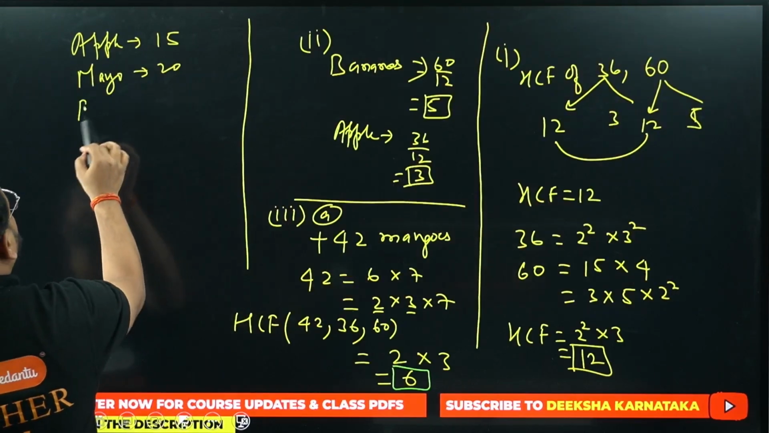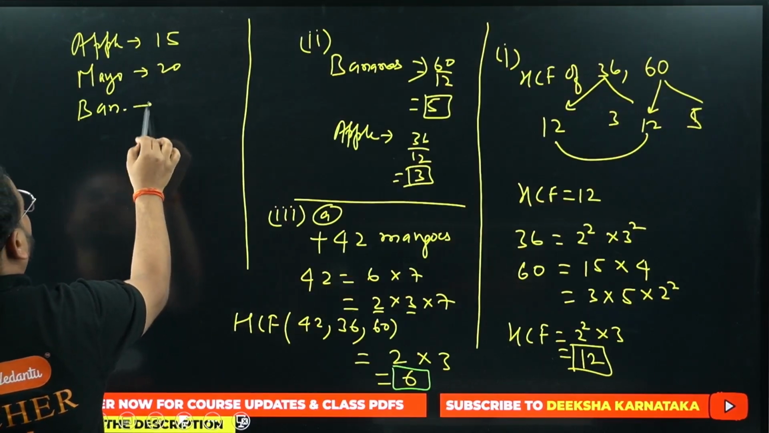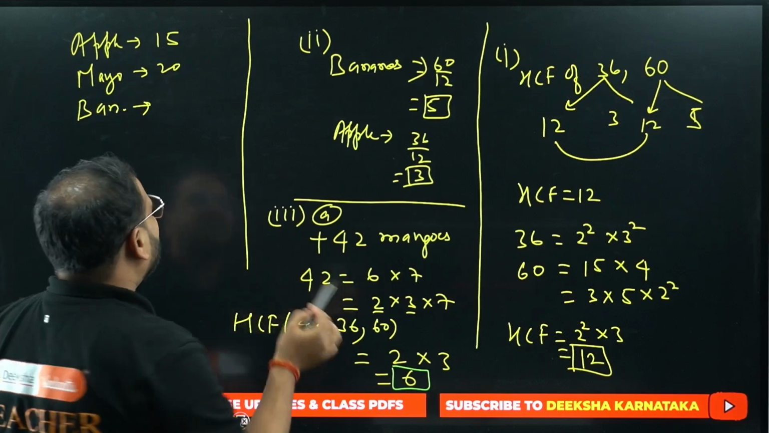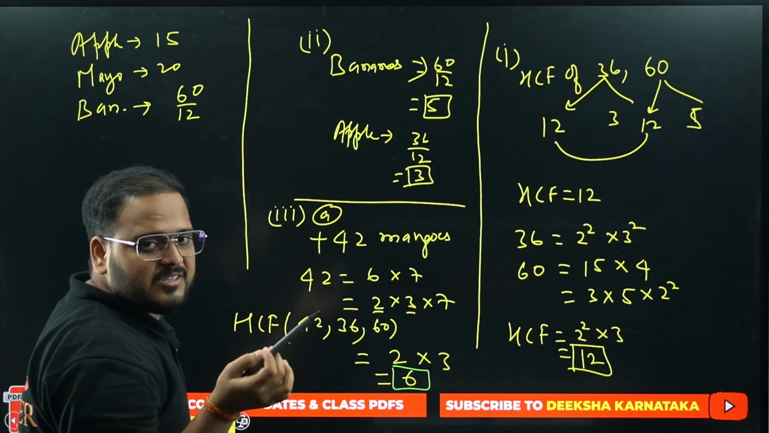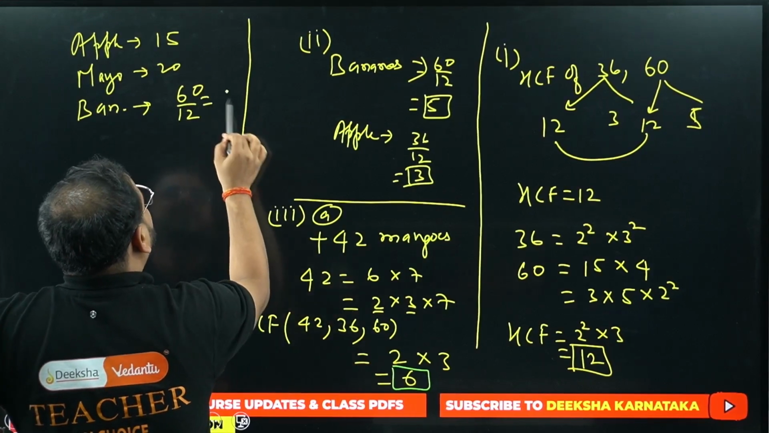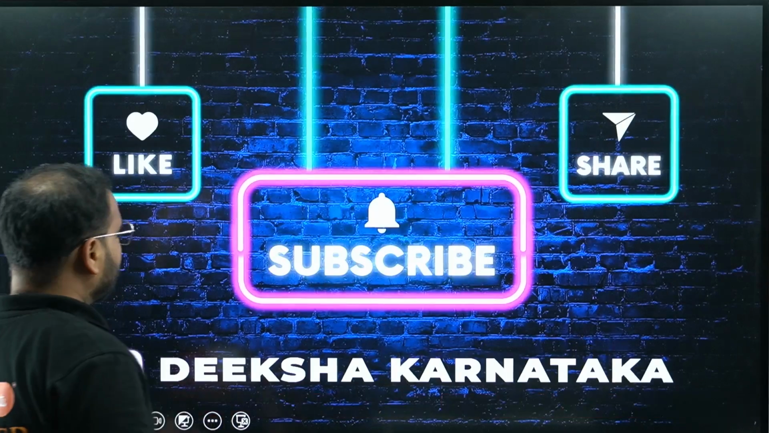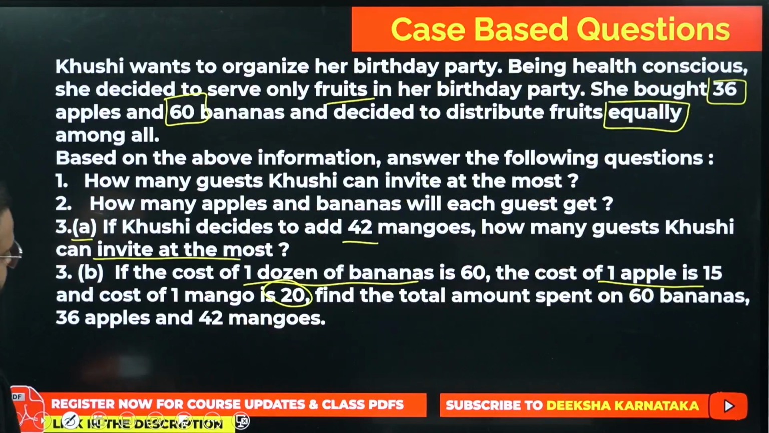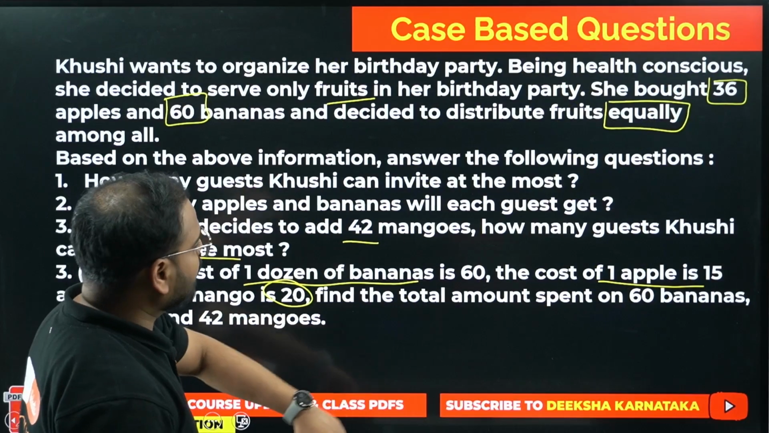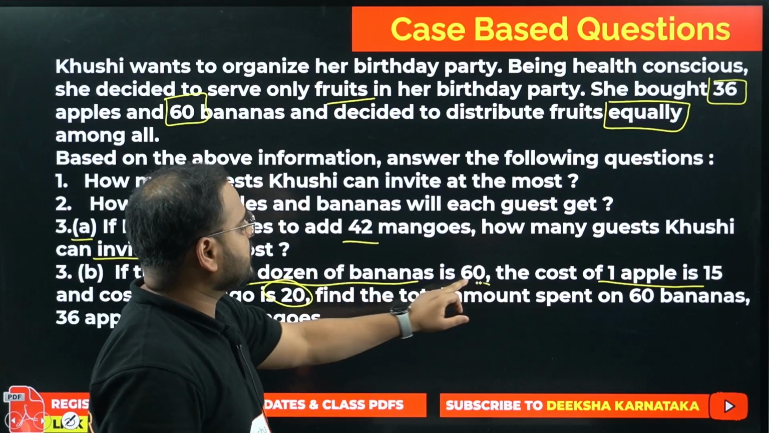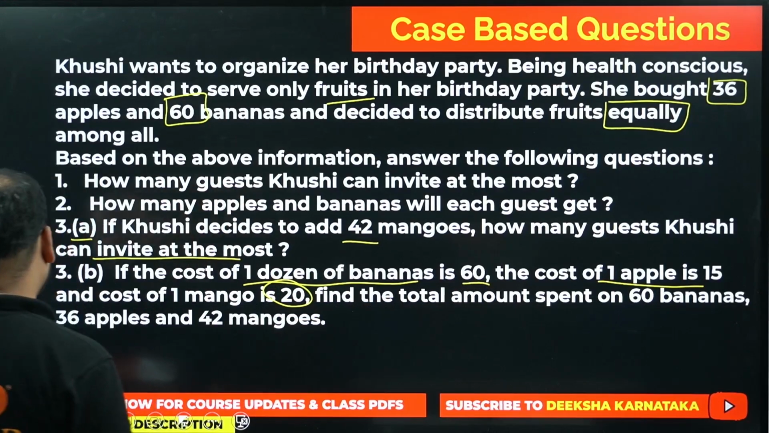What of banana? So banana does not have a direct cost. They've given it for 1 dozen. It will become 60 by 12 in that case. 1 dozen has 12 pieces, right? So it will become simply 5 rupees. A dozen of banana is 60 rupees, so it means 5 per piece.